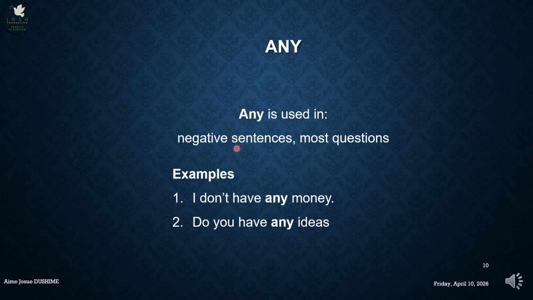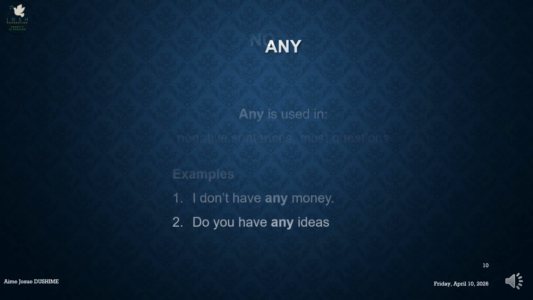Any is used in negative sentences, and in most questions we like to use any. I don't have any money. Do you have any ideas? I'm trying to use it in negatives and in questions. Simply, when we are in positive we use some, and when we are in questions and negatives we use any.